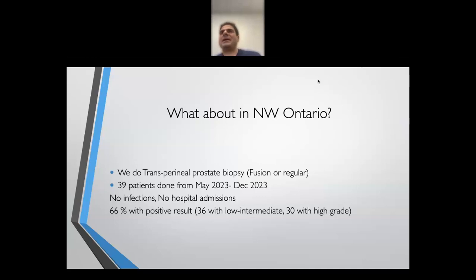So we were able to move ahead with what we call transperineal prostate biopsies. And actually, we're lucky, we can do transperineal regular or with fusion, which means with the MRI. Basically, we put the ultrasound probe in the rectum, but the biopsies are not going from the rectum, they're going from the perineum. And this is actually our data.